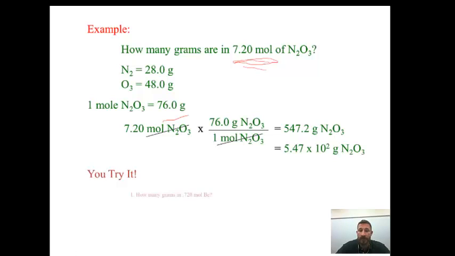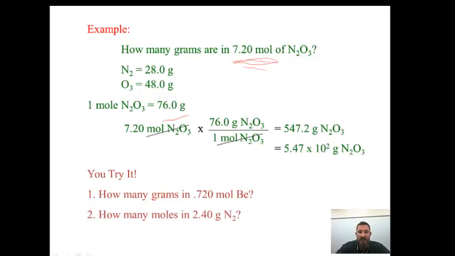Here's a couple of other problems if you want to try. How many grams are in 0.72 moles of beryllium? And next one, how many moles are in 2.40 grams of nitrogen? The answers you should come up with should be 6.48 grams of beryllium, and the number of moles of N2 would be 0.086 moles of nitrogen. Hopefully those work for you.